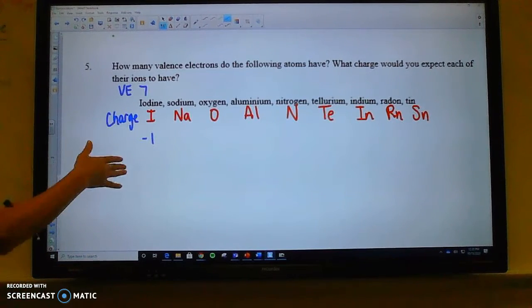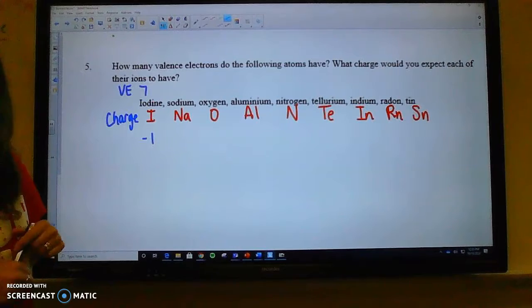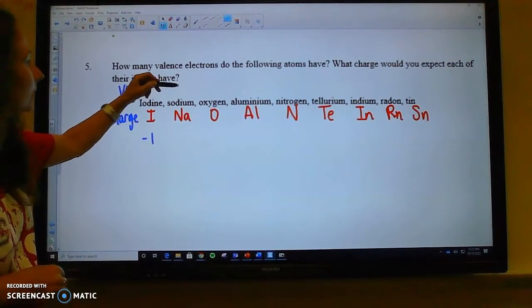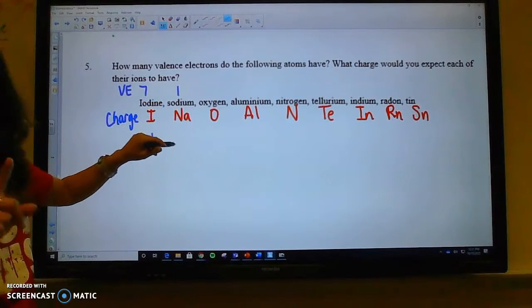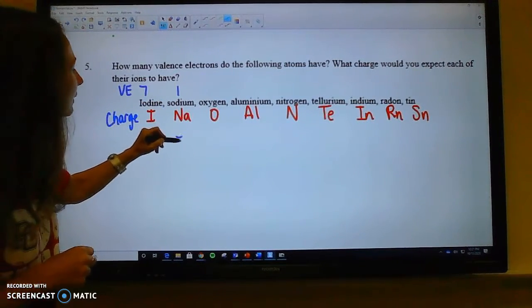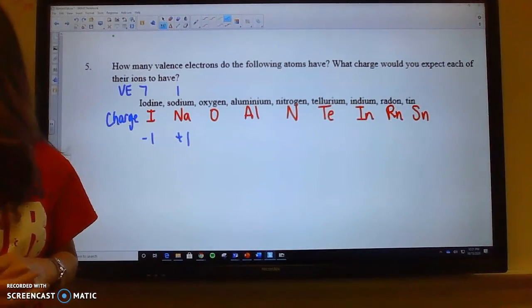Okay, let's do one more. Let's do sodium. How many valence electrons does sodium have? Sodium's number 11, and it has 1 valence electron. What is the charge given above sodium? +1. And that's all you're doing down the line.